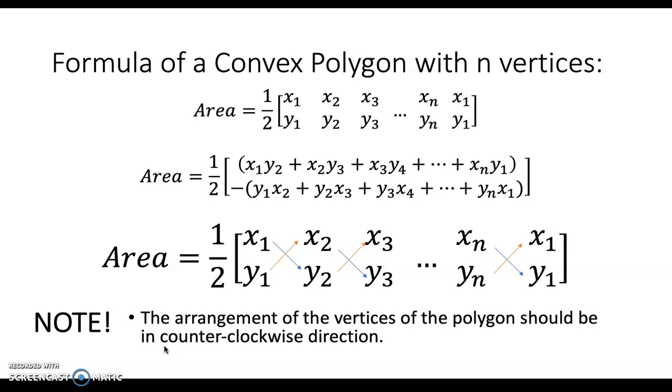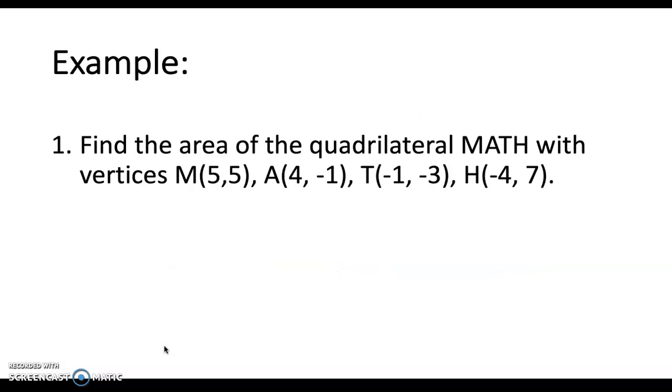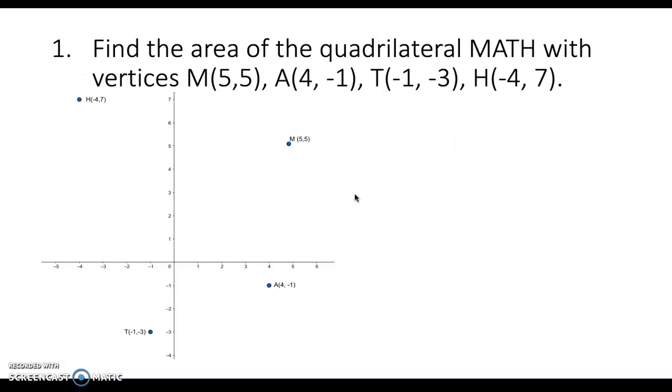Oh, I only have one example in this particular lesson. Find the area of the quadrilateral MATH with vertices M (5, 5), A (4, -1), T (-1, -3), H (-4, 7). So what is the first thing that we need to do? First is we plot the points MATH. So plotting the points, this would be the points.